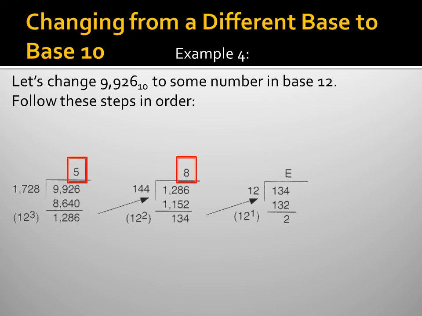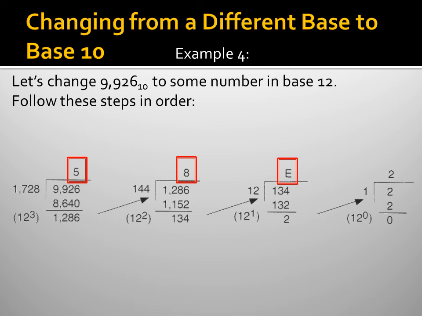Take E, or 11, times 12, and you get 132. 132 from 134 is 2, and that's our remainder. We're not done. So again, we need to carry the 2 up. Well, actually, we're going to keep the E as part of our answer, and then carry the 2 up to the next division problem. And the next lowest exponent of 12 is 12 to the 0. 12 to the 0 is 1. So we're going to divide 1 into 2.